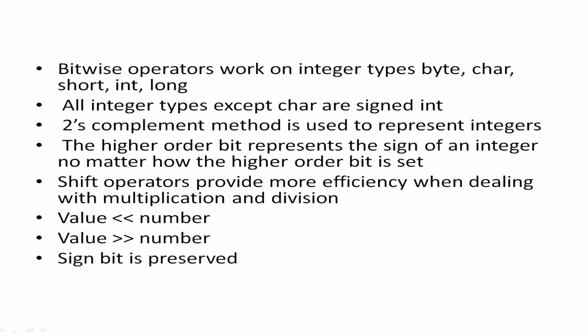The bitwise operator works on integer types: byte, char, short, int, long. All integer types except char are signed integers. The 2's complement method is used to represent integers. The higher order bit represents the sign of an integer, no matter how the higher order bit is set. Shift operators provide more efficiency when dealing with multiplication and division. Between the value and the number, you use a shift operator. For the value, you use a right shift operator. Similarly, the sign bit is preserved.